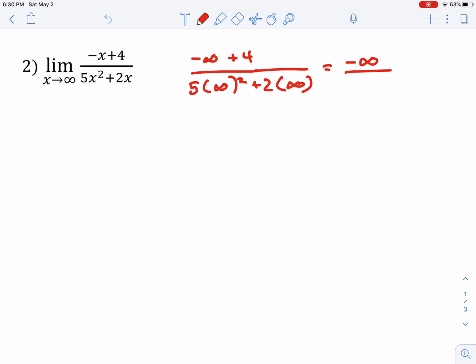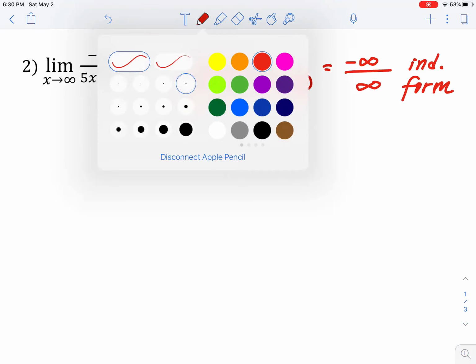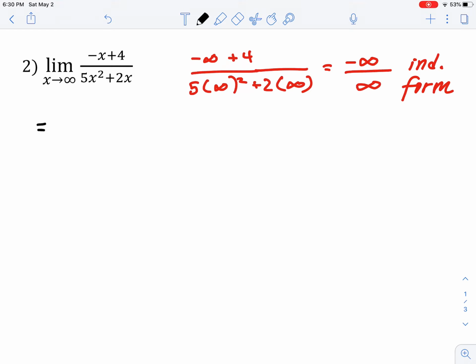Negative infinity plus 4, well, that's still going to be negative infinity. Infinity squared plus 2 times infinity, all of this, regardless, is going to be infinity. I'm just showing this to indicate that this is another indeterminate form that we should be aware of, right? Doesn't mean that the limit doesn't exist. It just simply means we cannot evaluate the limit with the information that we're given right now. We've got to do something else to the function.